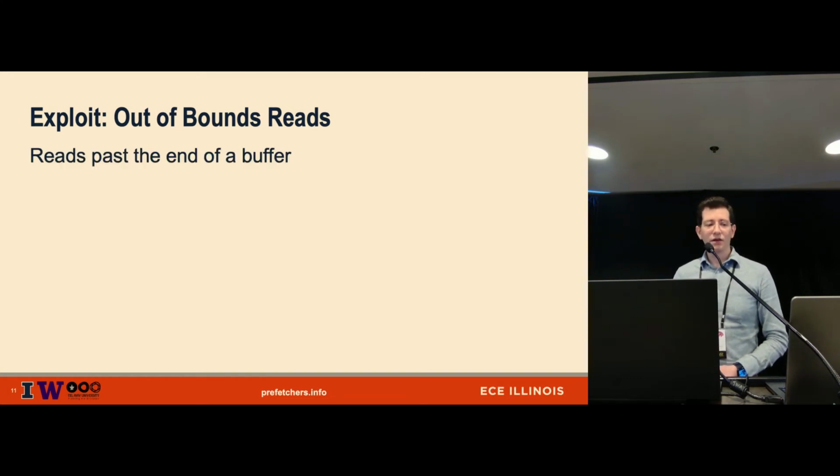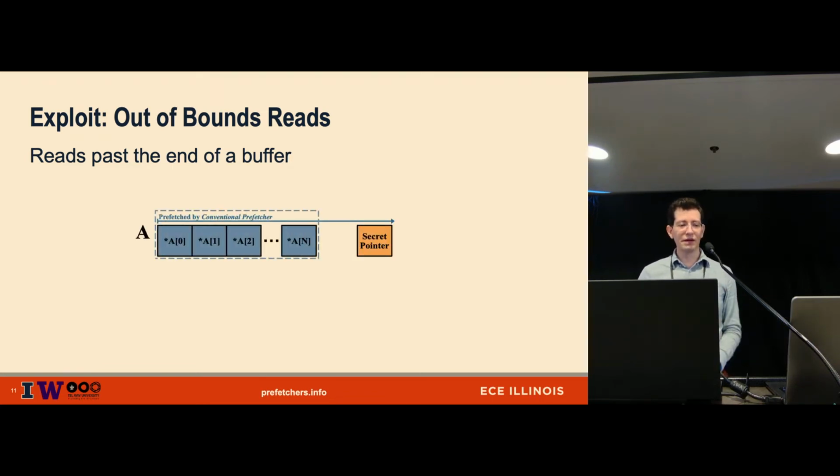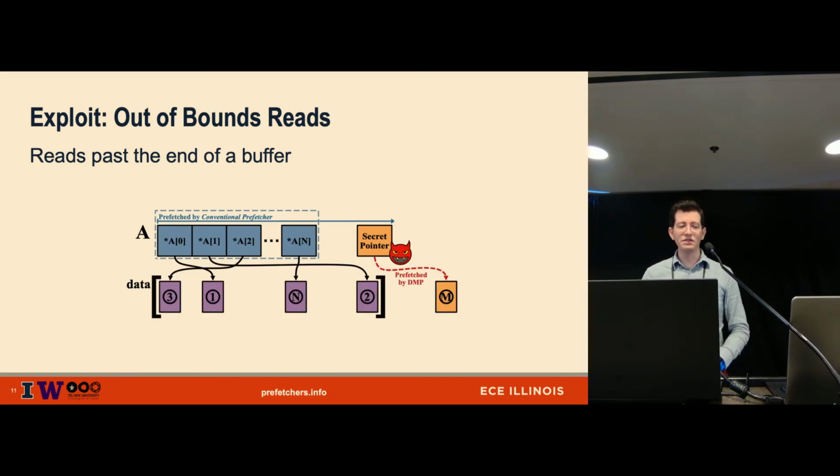In the paper, we demonstrate a proof of concept which uses the DMP to read past the end of a buffer. So a conventional prefetcher overshoots the bounds of the array and allows the DMP to dereference a pointer in memory which would not have otherwise been dereferenced. This action allows an attacker to determine whether a pointer is valid and possibly even the value of the pointer.